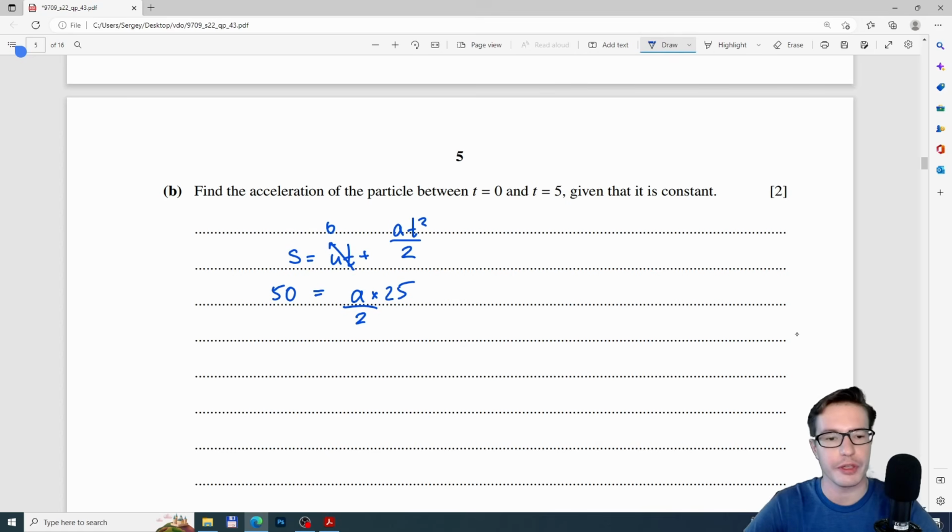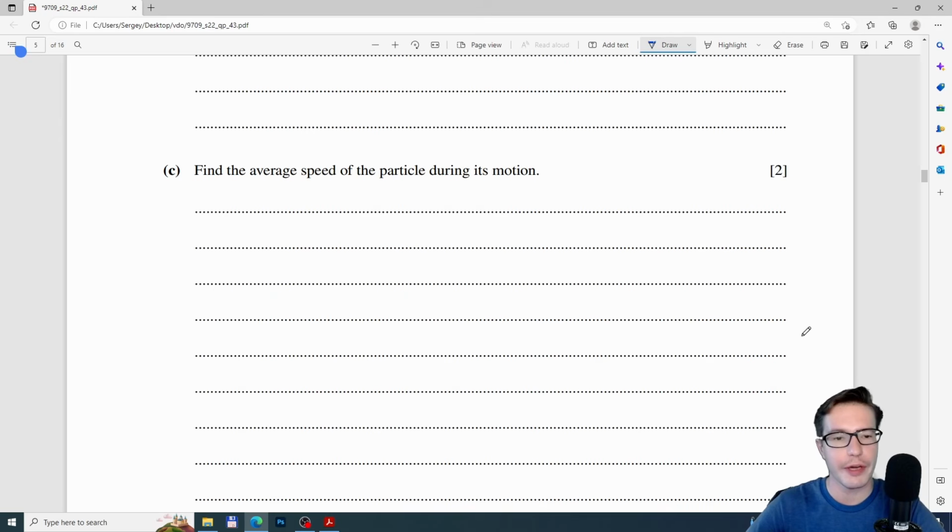Multiply both sides of the equation by 2 and get 100 equals 25A. Now divide by 25 and A equals 4 meters per second squared. Okay, question C, we have to find the average speed of a particle during its motion.